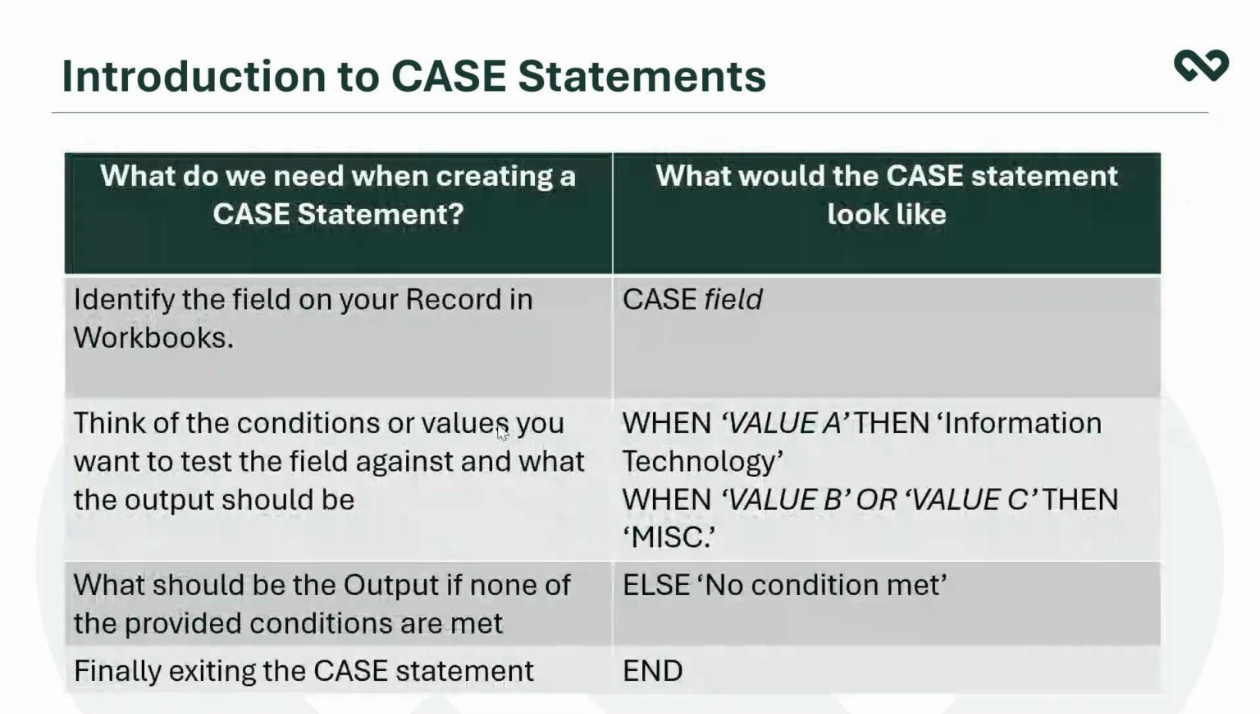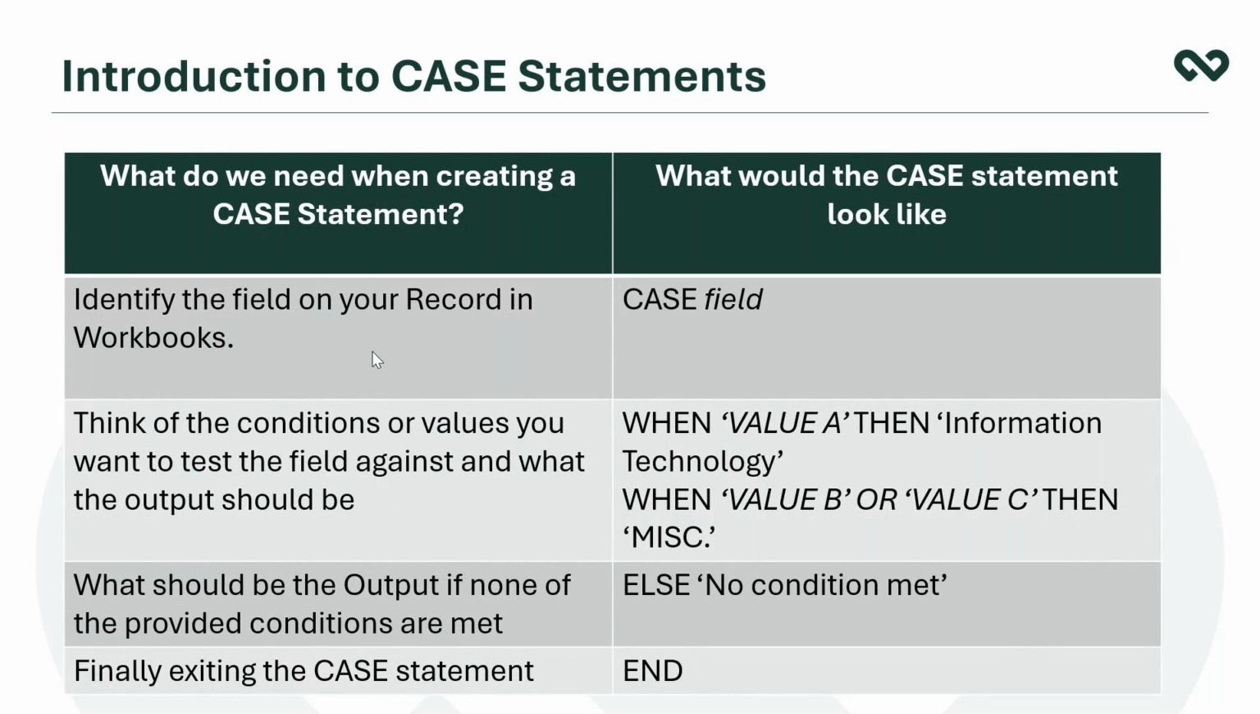Right? Now, what else do we need when creating a case statement? Now that we know the syntax for writing a case statement, let's look at the table on our screen to understand what other items we need when putting one together. We need to identify the field on our record in Workbooks against which we want to test the values. So our case statement, as I mentioned earlier, starts with the keyword case followed by the field. Then we need to think of the conditions or the values we want to test against this field, and then what the output should be.